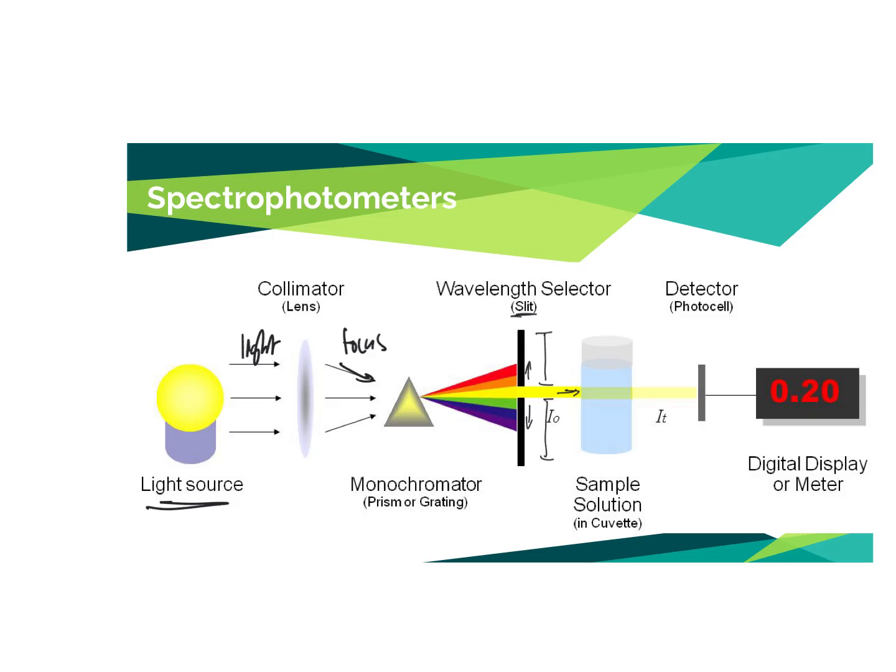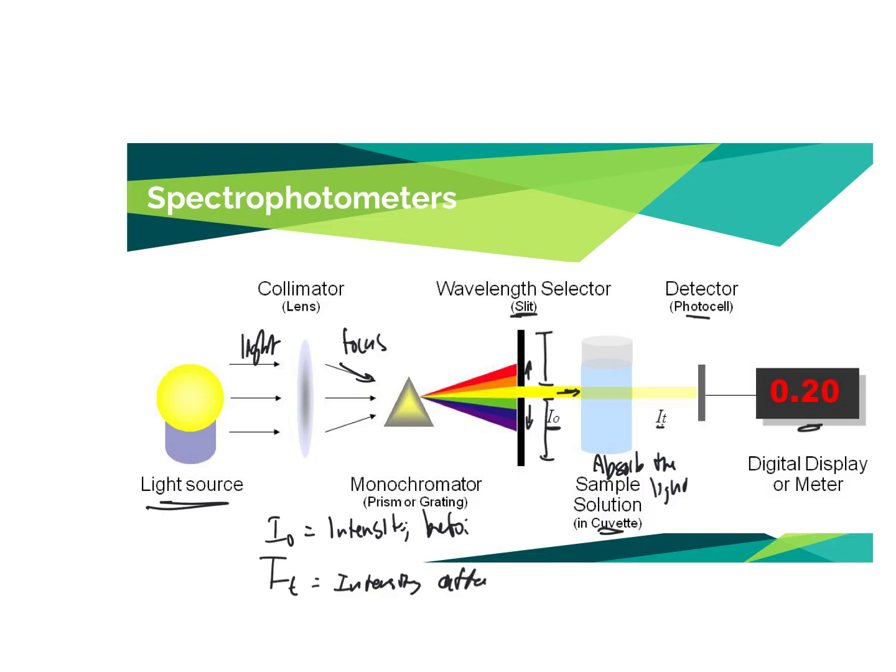That light will then go into your solution, which is what's inside of what's known as a cuvette. Your solution will absorb the light. You'll measure the intensity of the light before. So I naught or I0 equals intensity before. And then you'll measure the intensity afterwards, which we call IT, and this is the intensity after. This will then go into your detector, and then you'll get a reading of the absorbance on some sort of a display meter.